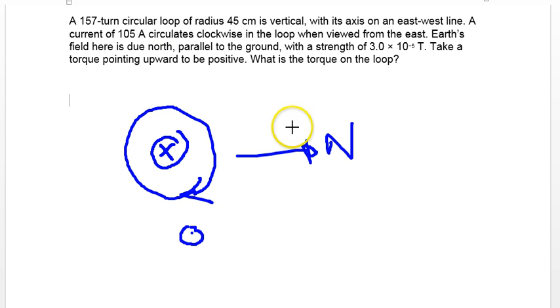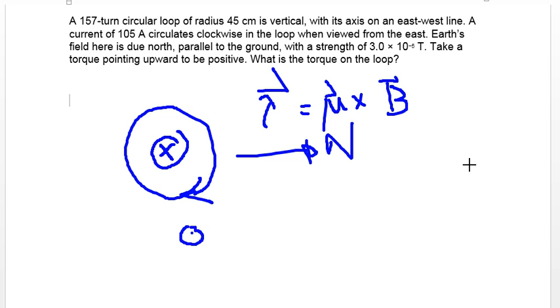Well, torque on the loop goes as mu, the dipole moment, cross B. We'll get there in a second. So if you take your right hand and point your thumb into the screen, and your forefinger north, then your middle finger would be pointed down. So the net torque on this is going to be down.